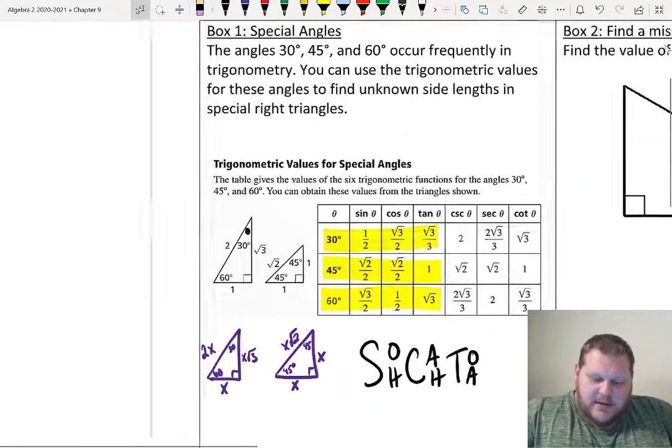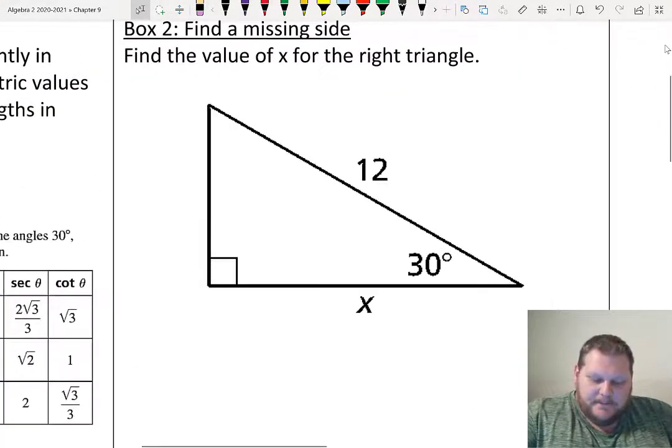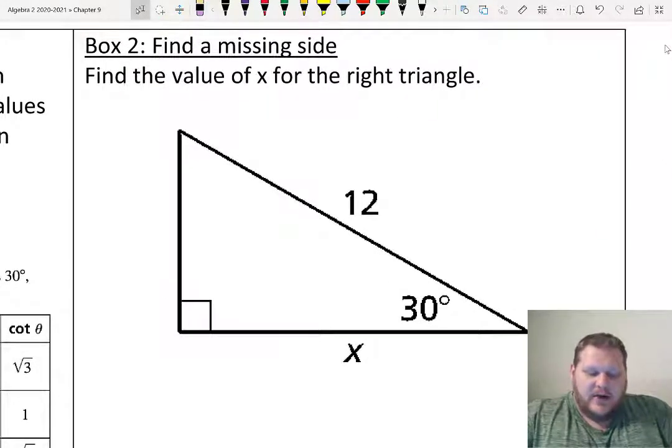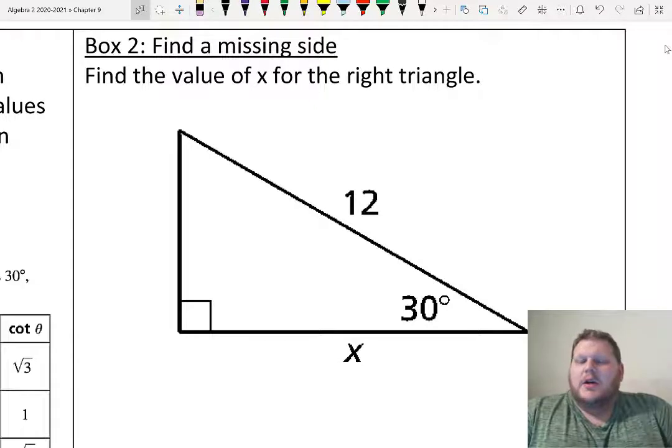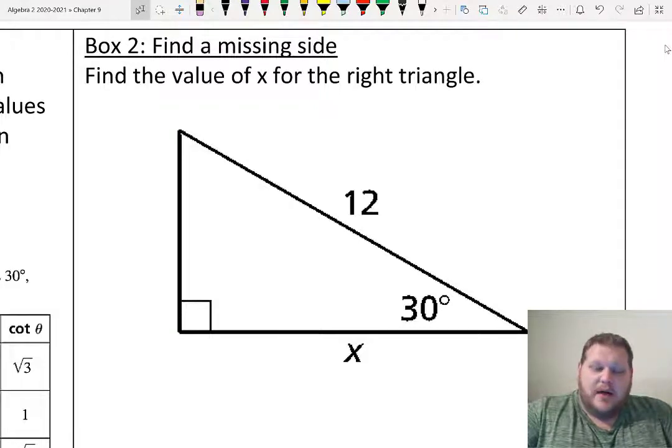All right, so let's hop on into box 2, where we actually start utilizing that information. Box 2 is asking us to find the value for x in the right triangle. So this is getting into solving for different pieces of my triangle, given side lengths, angles, or some combination of those two things. Again, we're going to have to use SOHCAHTOA here, but now I don't have all 3 of my sides. I only have 1 side, so I can't even use the Pythagorean theorem to find that third side.